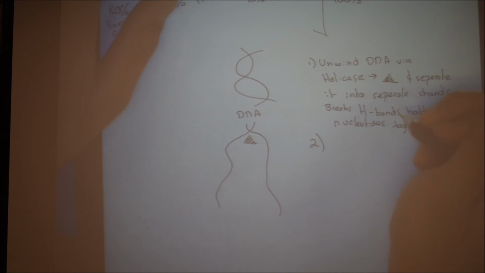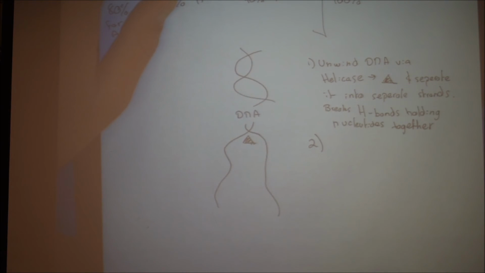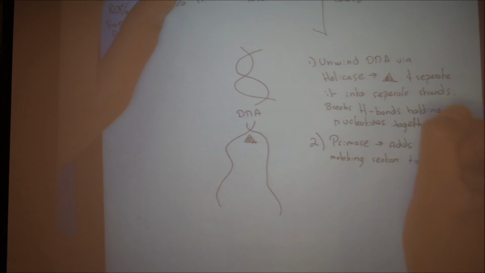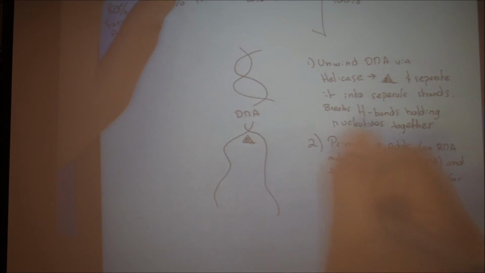Right here, we have nucleotides being separated into separate strands, right? So what is going to happen next? Something needs to come in and lay down the foundation. That thing is primase, right? So primase adds an RNA matching section to DNA, and this allows for elongation, for duplication.